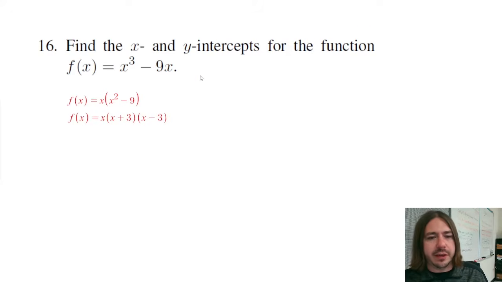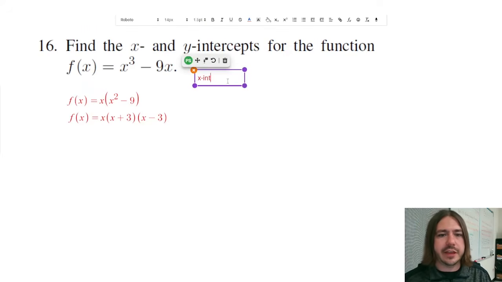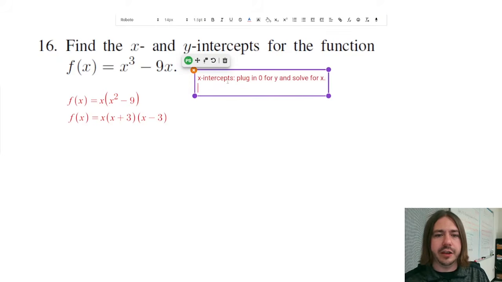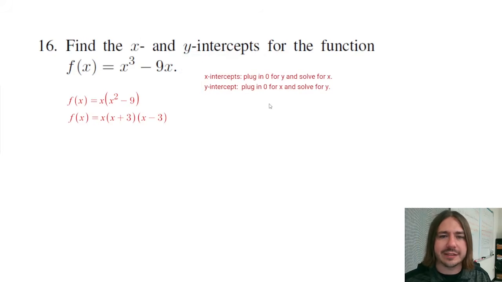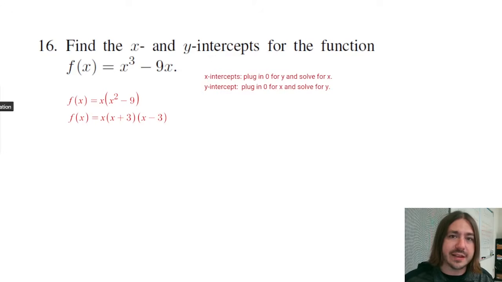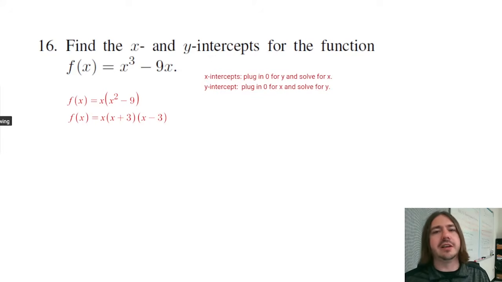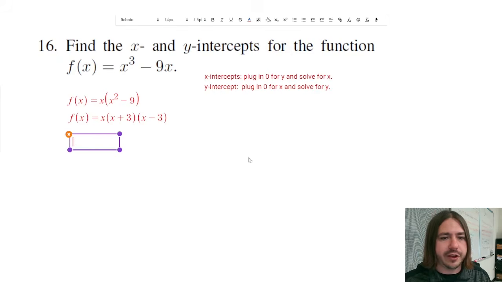To find the x-intercepts, we do something slightly different, but very similar to what we do to find the y-intercepts. To find the x-intercepts, what we need to do is plug in 0 for y and solve for x. To find the y-intercepts, we want to plug in 0 for x and solve for y. That's because the x-intercepts lie on the x-axis, and every coordinate on the x-axis has a y-coordinate of 0. Similarly, the y-intercept is where your graph is crossing the y-axis, and all the points on that axis have an x value of 0. So let's first find the x-intercepts.